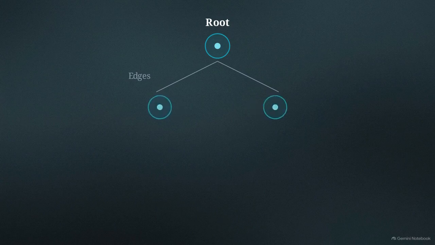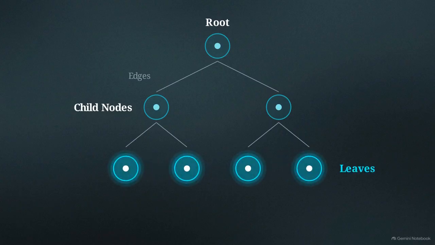Look at this diagram. We establish a hierarchy by creating a tree. It starts with a single origin point called the root. This root acts as a parent, branching out via edges to connect to child nodes. When a node has no children of its own, the branching stops. We call those endpoints leaves.